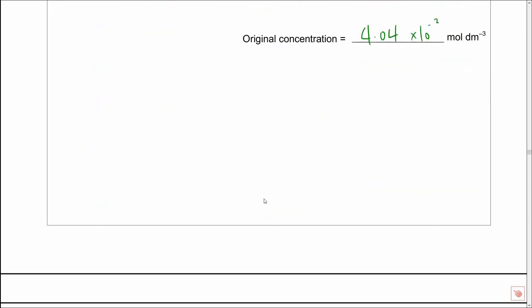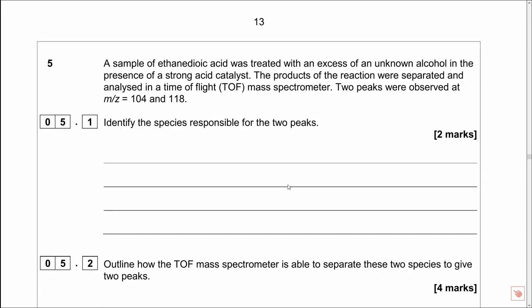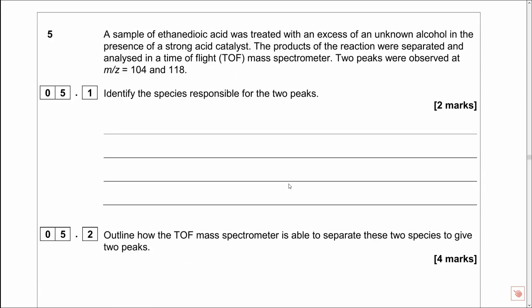Last question now. Question five. They're obsessed with this chemical. A sample of ethanoic acid was treated with an excess of unknown alcohol in the presence of a strong acid catalyst. The products of the reaction were separated and analysed at a time of flight mass spectrometer. Two peaks observed at m/z 104 and 118. Identify the species responsible for the two peaks.